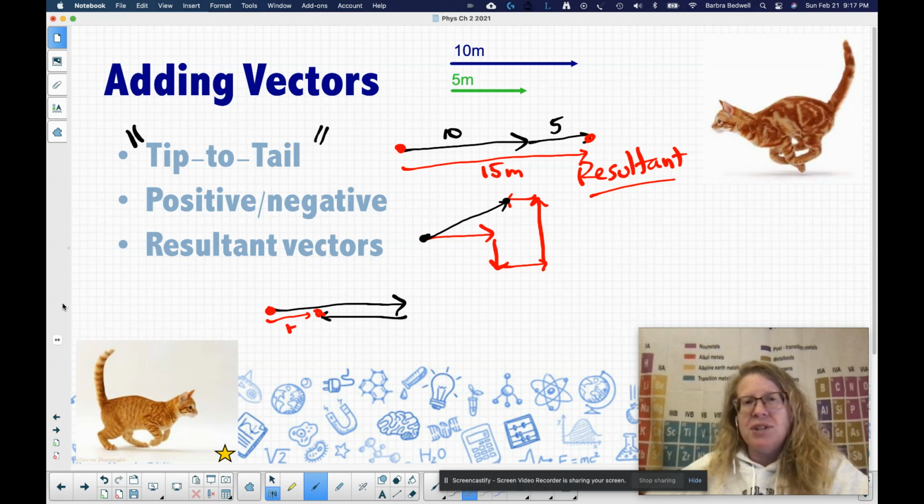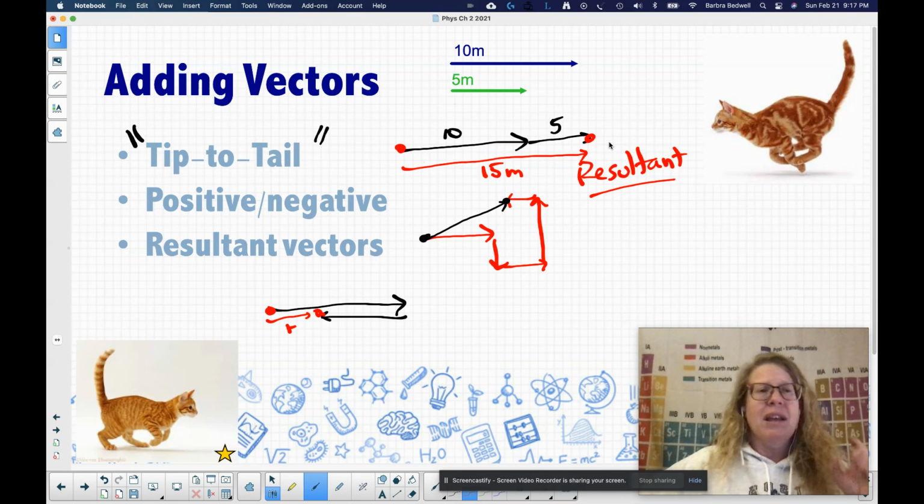And whenever we add vectors together, we always make sure that we don't lay them with the tails next to each other. We always lay them tip to tail so that we can put them together.